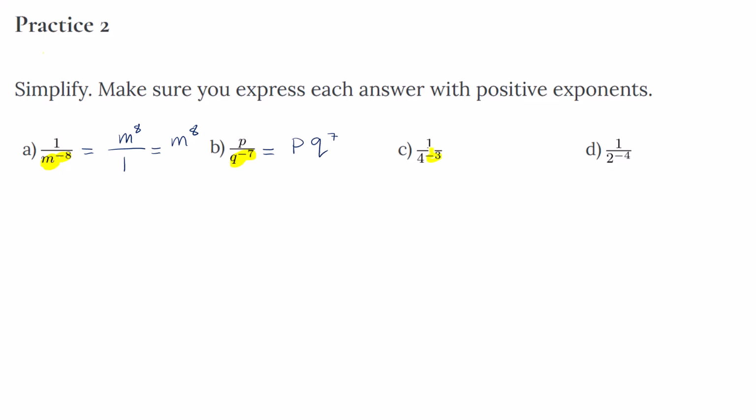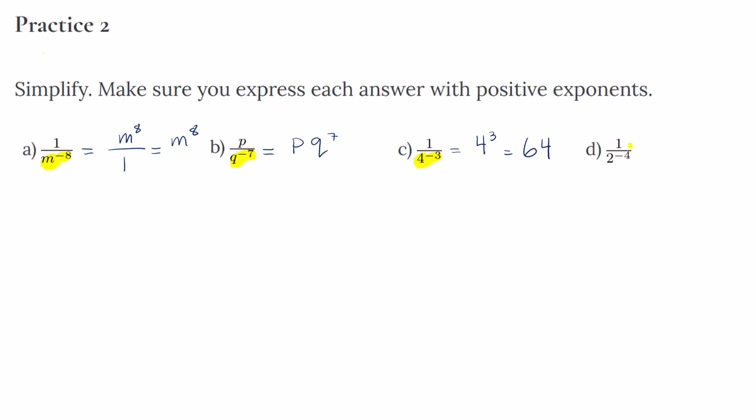With c, we have this exponent of negative 3, so let's move it and the 4 into the numerator. So equals 4 to the power of 3. You'll notice that I didn't put the 1 because if you go 1 times 4 to the power of 3, that 1 is not going to change the value, so we don't really need to write it. And 4 to the 3 is 64.